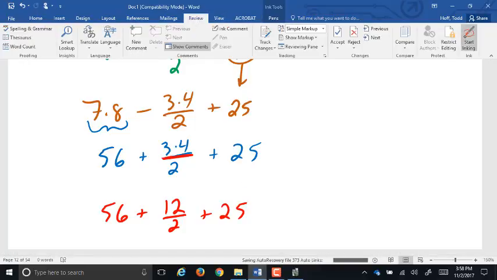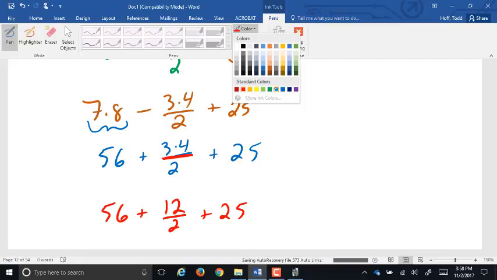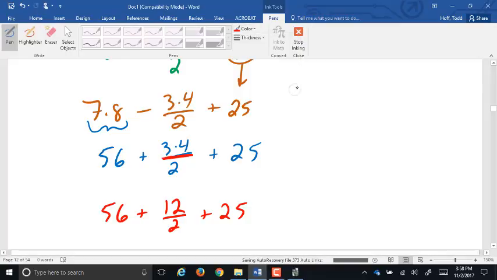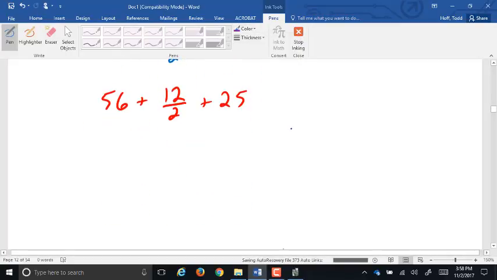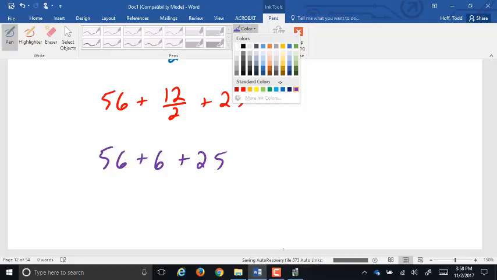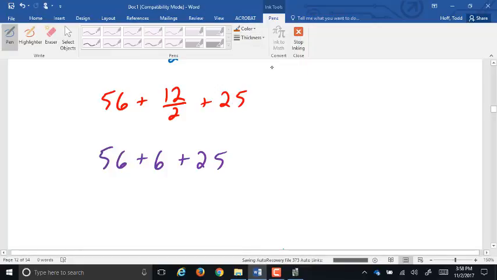And now, let's get back here. Now we need to divide that. 12 divided by 2 is 6. What's next? So 56, it's all addition, so it's left to right. 56 plus 6 is 62. Plus 25 is 87.